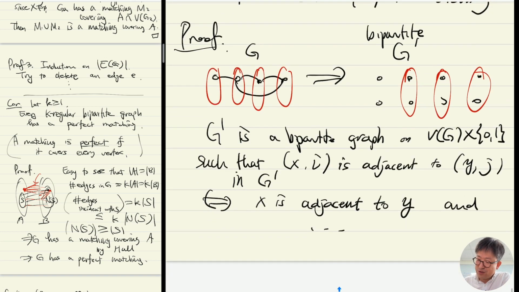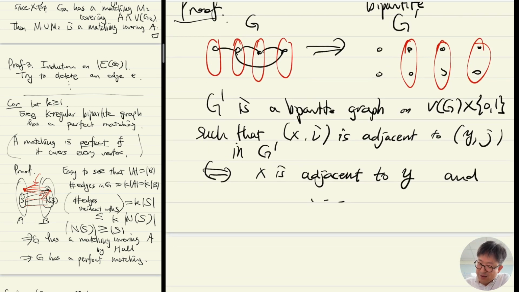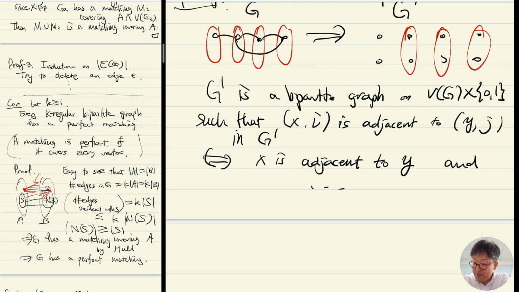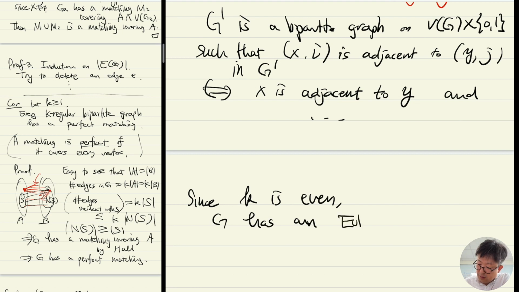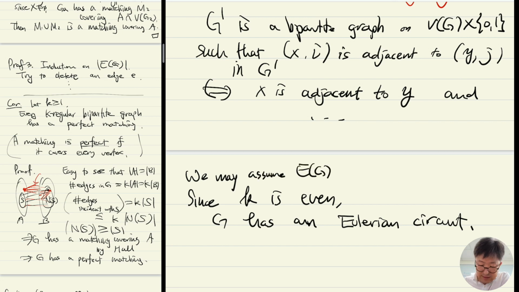Now, I want to construct a bipartite graph, but in a clever way. There could be many ways to construct a bipartite graph, but now I'm using the fact that every vertex has even degree. Since k is even, G has an Eulerian circuit. Now, this sounds almost correct, but not exactly, so let me add one more condition. Since k is even, we may assume that G is connected.